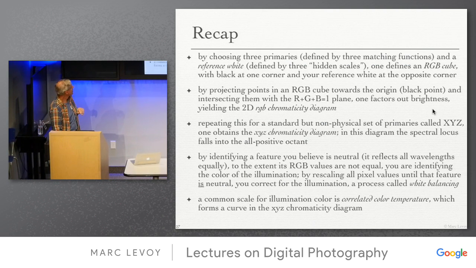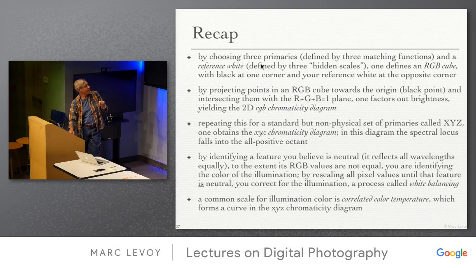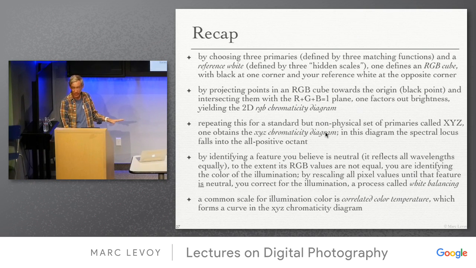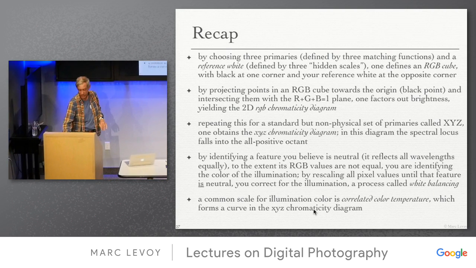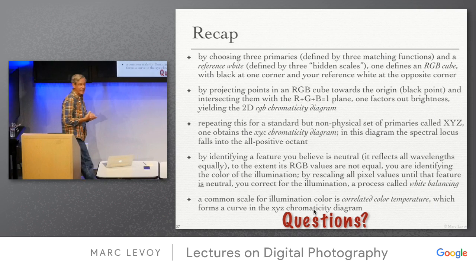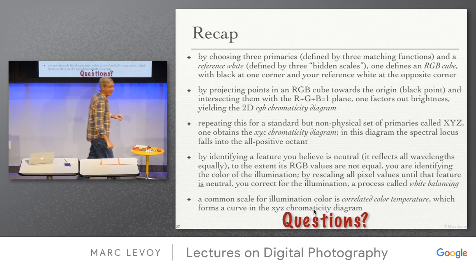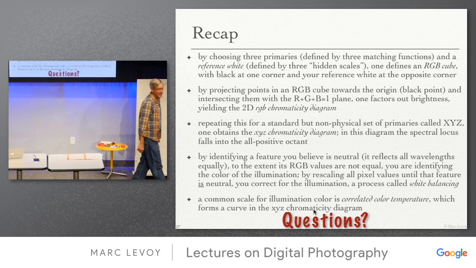Okay, so choose 3 primaries and reference white. You get an RGB cube. We talked about the projection to make the chromaticity diagram. We talked about the standard primaries and their standard chromaticity diagram. And then we talked about white balancing and correlated color temperature. Any incandescent questions? So why do photographers use this Macbeth card instead of a gray card?